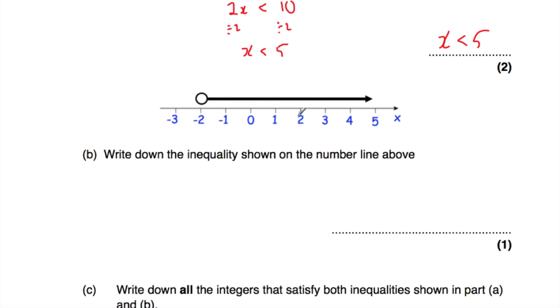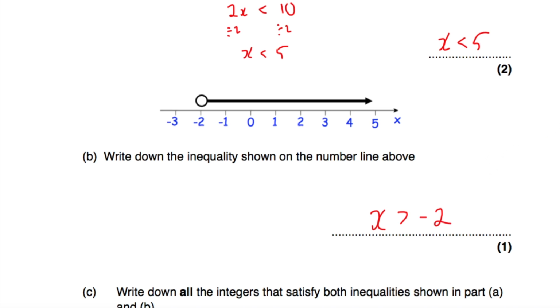Okay, carrying on. So we've got this diagram and we've got this inequality represented on the number line, and we've been asked to write down the inequality represented on the number line. As you can see, we've got this hollow circle at -2 and the arrow is pointing to the right. So that means that we're looking at the values of x that are greater than -2. So x is greater than -2, and that's it.